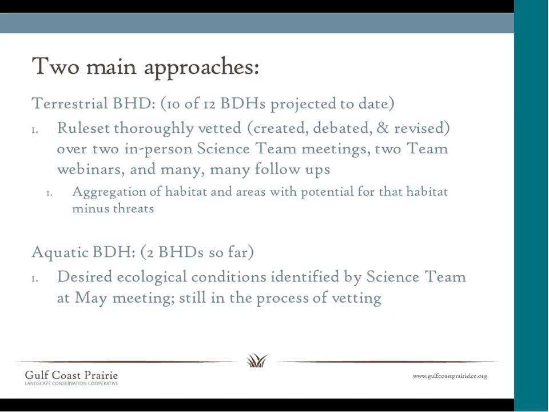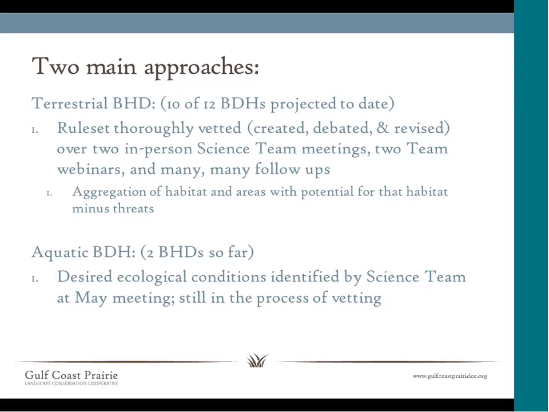So the two main approaches that we've used for projecting these broadly defined habitats can roughly be put into two basic categories. Terrestrial broadly defined habitats, these are the ones that are largely based on land cover data and other data associated with those land cover data sets. 10 of the 12 broadly defined habitats that we've projected to date fall into this category. We roughed out a rule set and it has been thoroughly vetted.